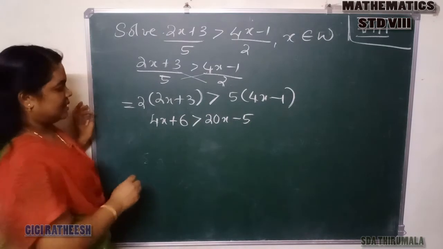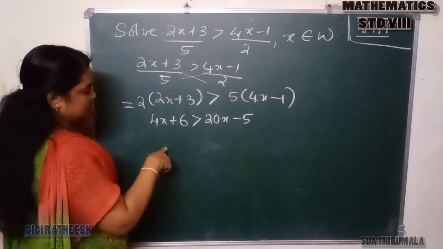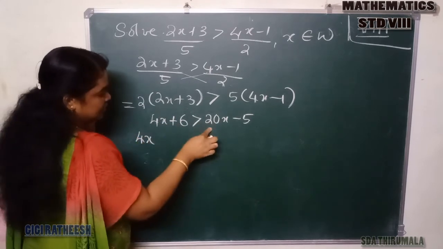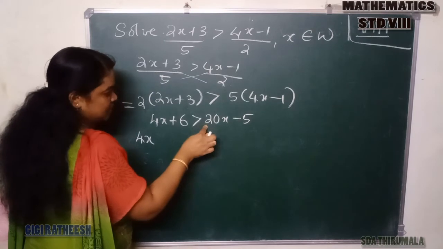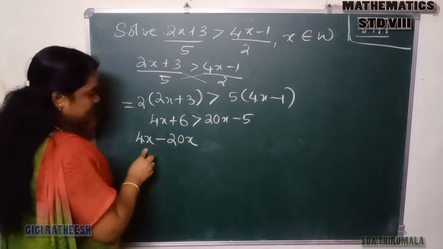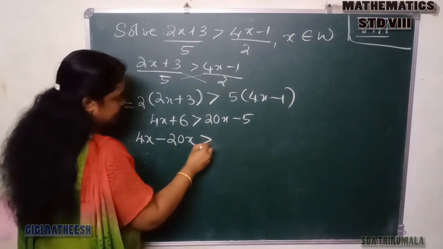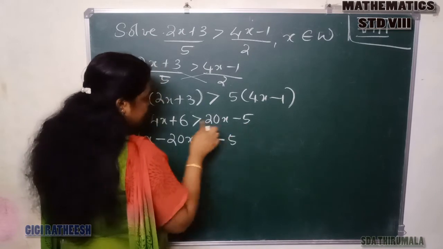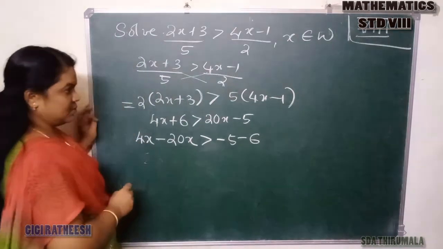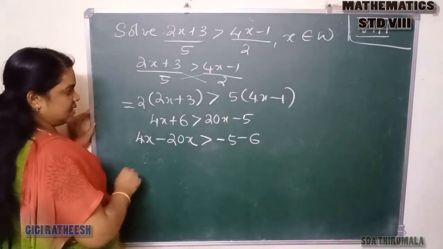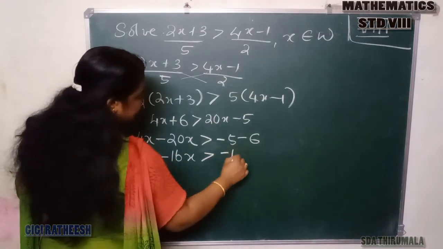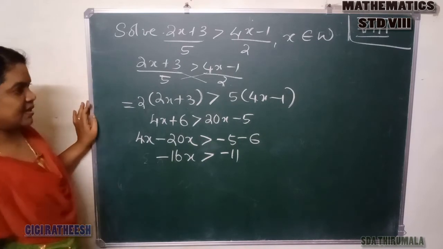Taking this 20x to the left side and 6 to the right side, we get 4x. This is plus 20x, taking to the left side it changes to minus 20x. 4x minus 20x greater than minus 5 is here. And then taking this plus 6 to the right side, it changes to minus 6. That is 4x minus 20x is equal to minus 16x greater than minus 11.